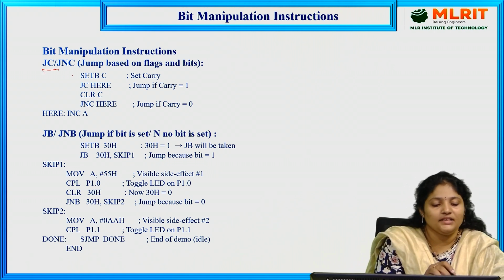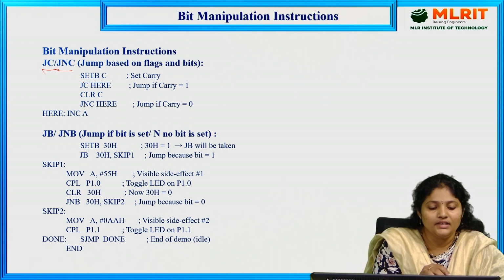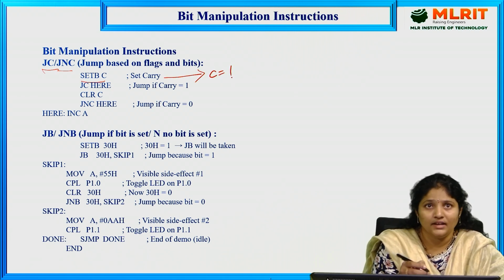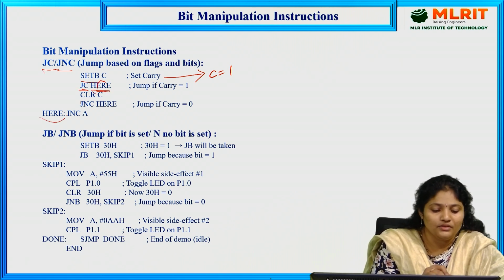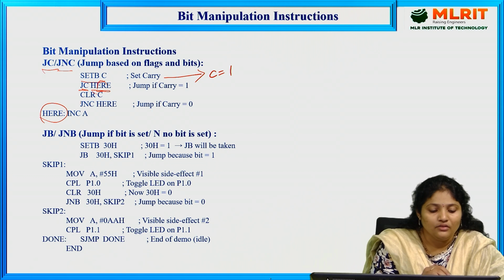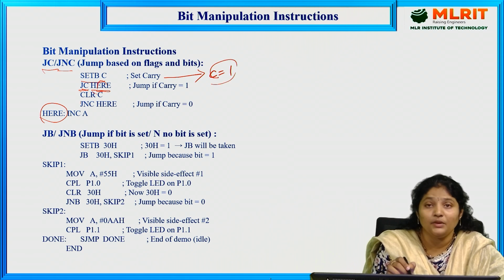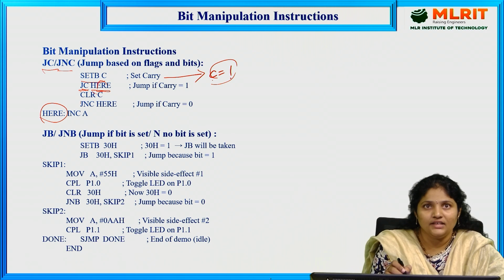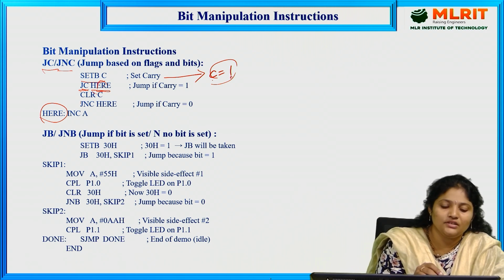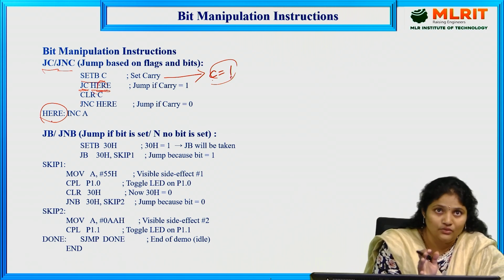These are some examples of JC: jump if carry is there, jump if no carry is there. See here, SETB C. After performing this instruction, the carry bit is 1, right? We have set the carry. Now JC here is a loop, a subprogram heading also. JC, jump if carry, will check the carry bit. In the previous instruction we have already set the carry, so the condition is satisfied. Where will it move? The execution of the controller will move to here.